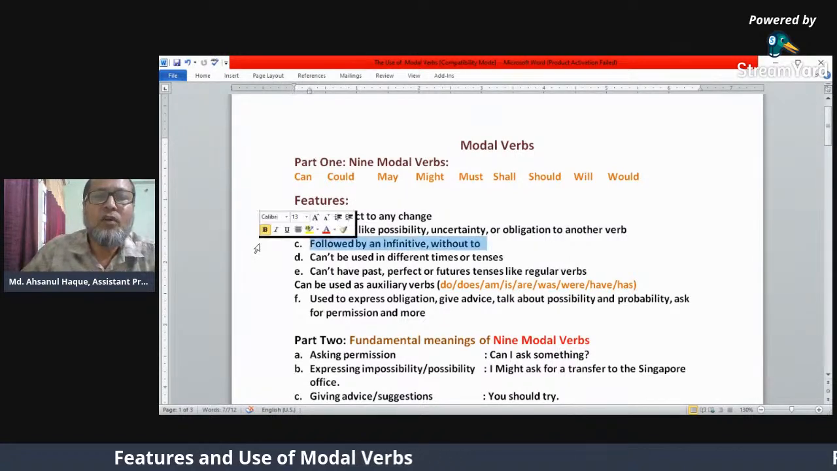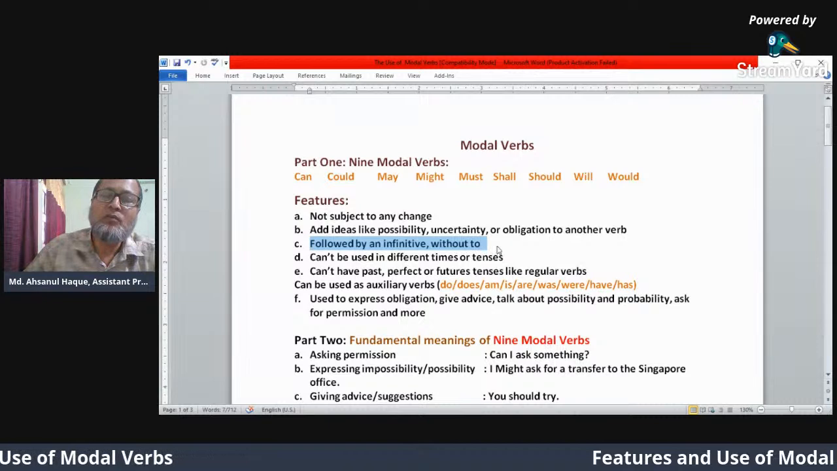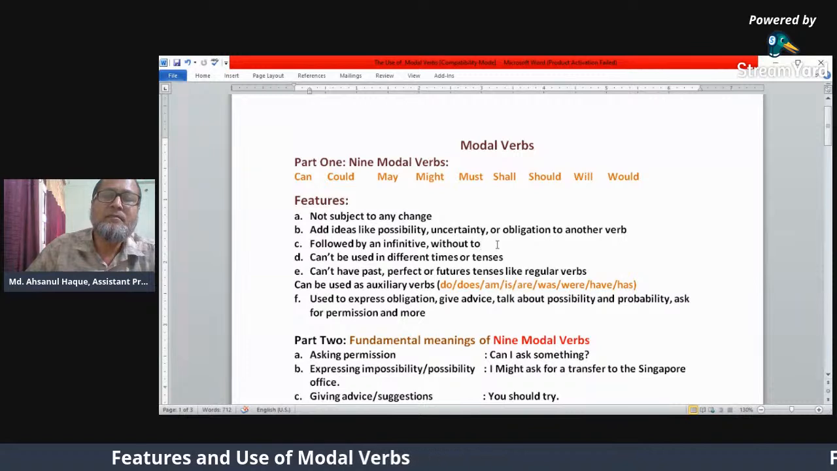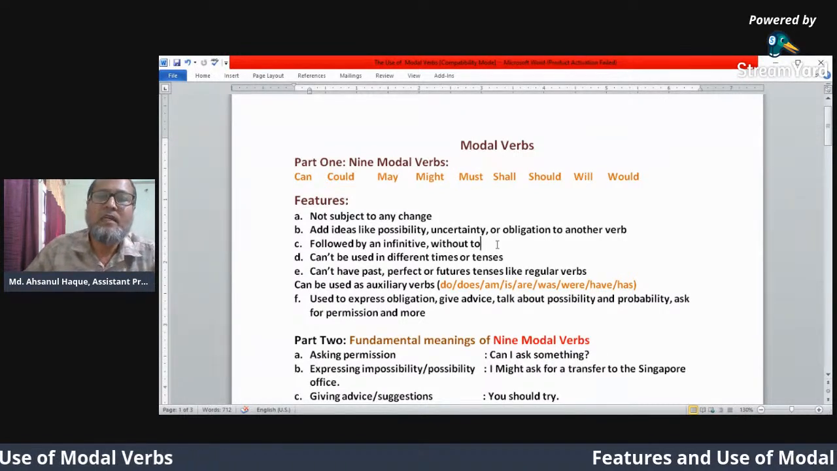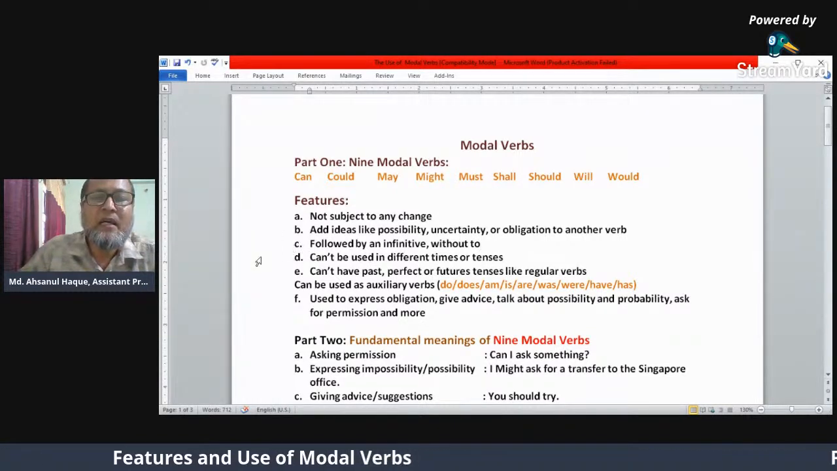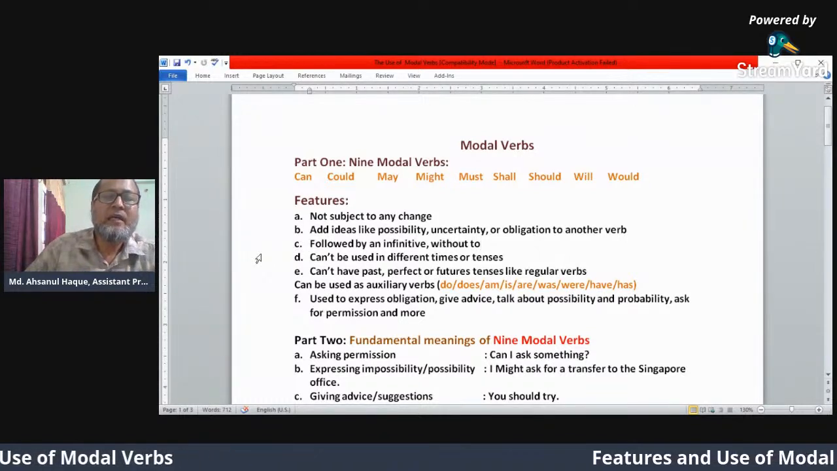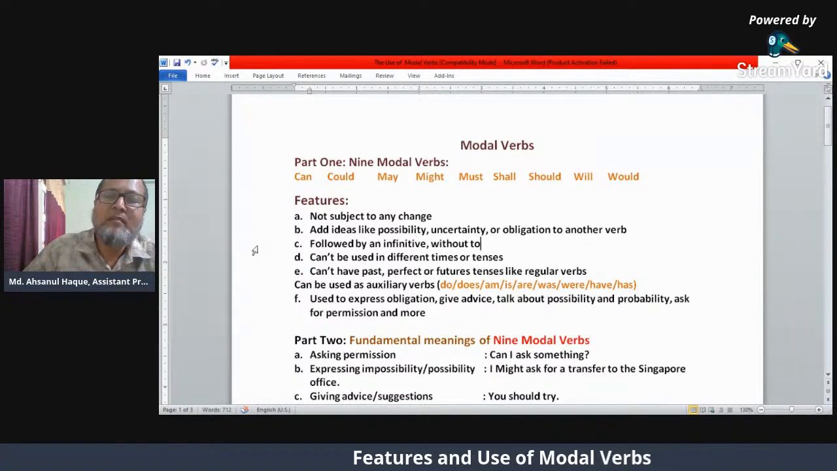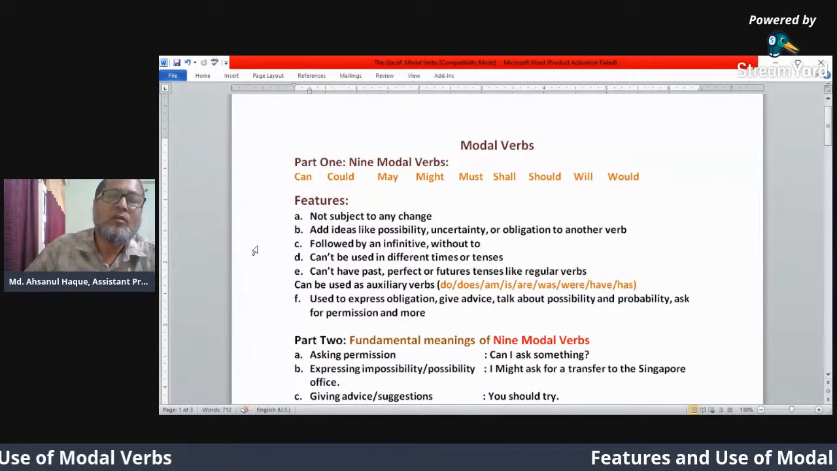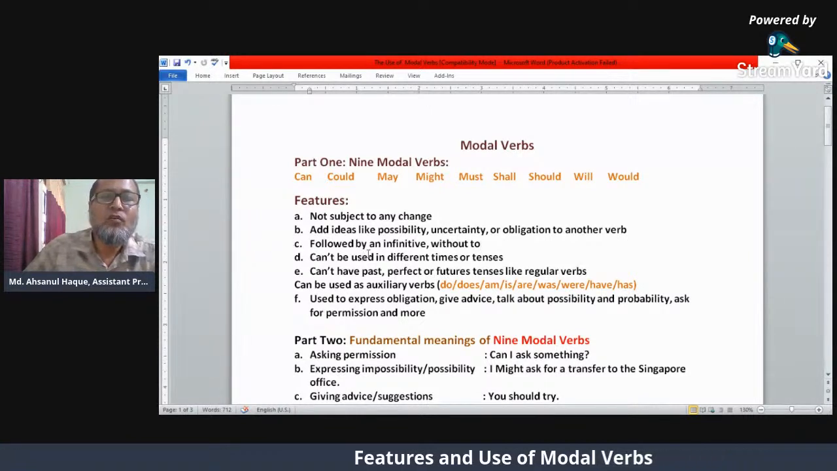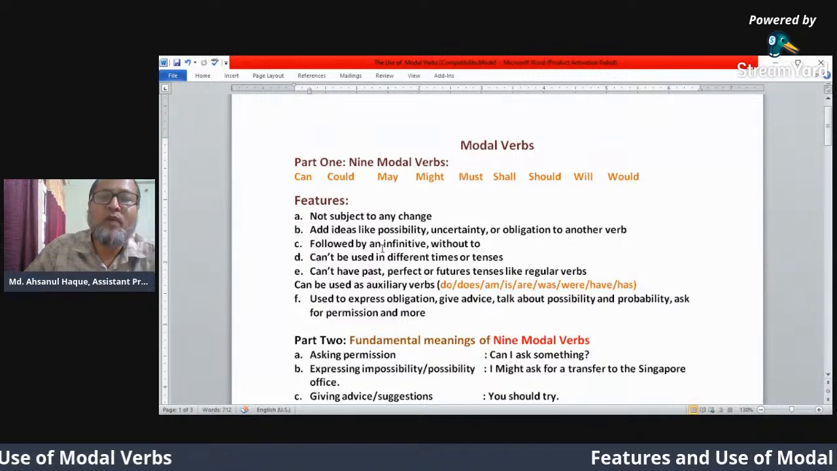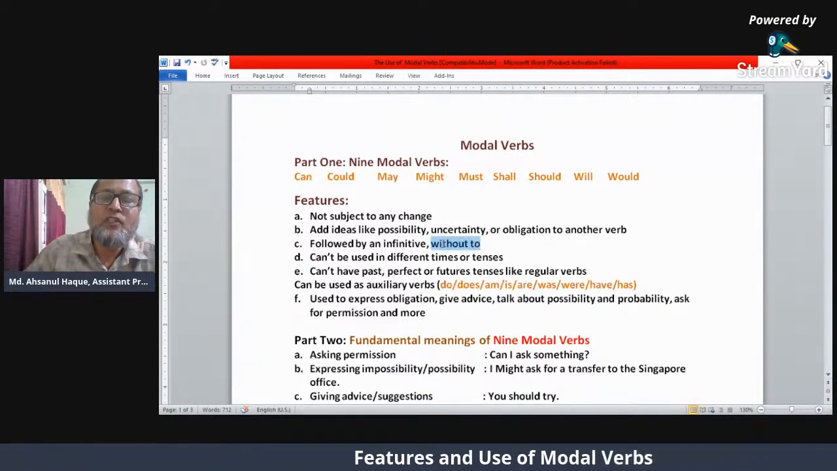Number C, followed by an infinitive without to. Modal verbs don't take any to before or after them. You see, we don't say, I shall to go. He will to come. No, he will come. But never he will to come. Never they will to go. It is they will go. So followed by an infinitive without to. There is no to.